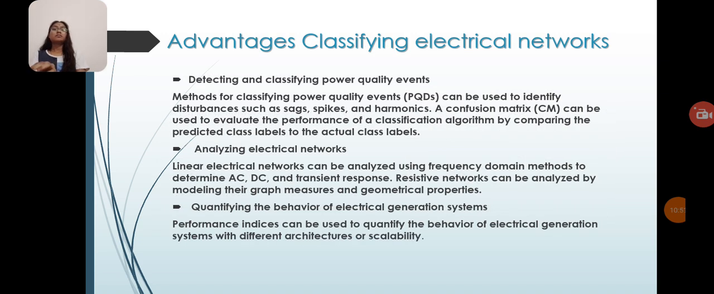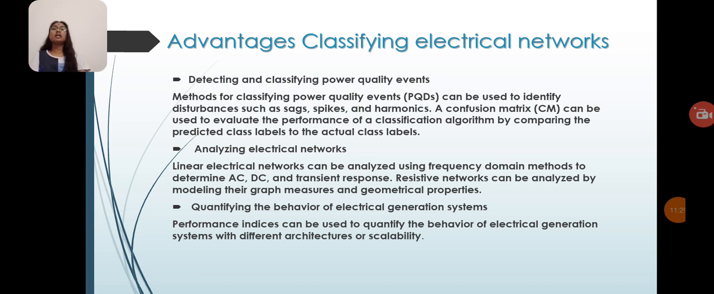And next are some advantages of classifying electrical networks. Detecting and classifying power quality events. A method for classifying power quality events, that is PQDS, can be used to identify disturbances such as sags, peaks and harmonics. A confusion matrix, that is CM, can be used to evaluate the performance of a classification algorithm by comparing the predicted class labels to the actual class labels.